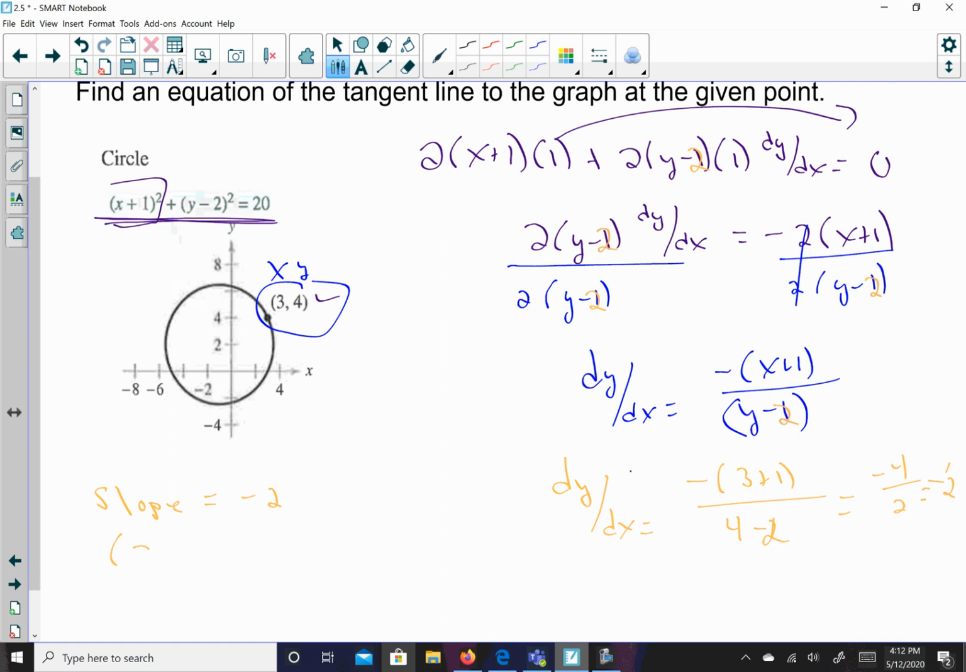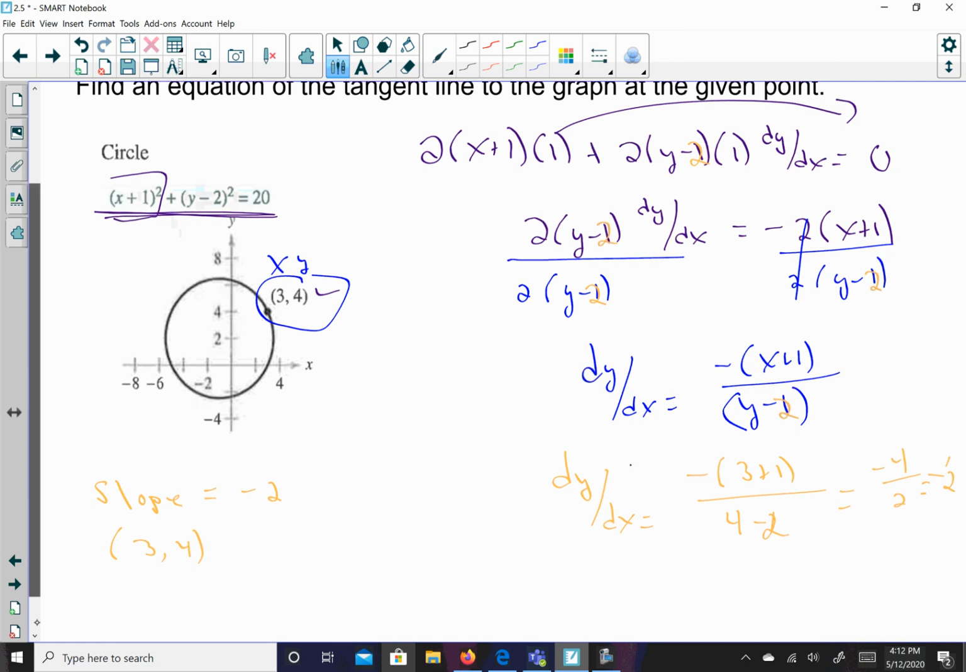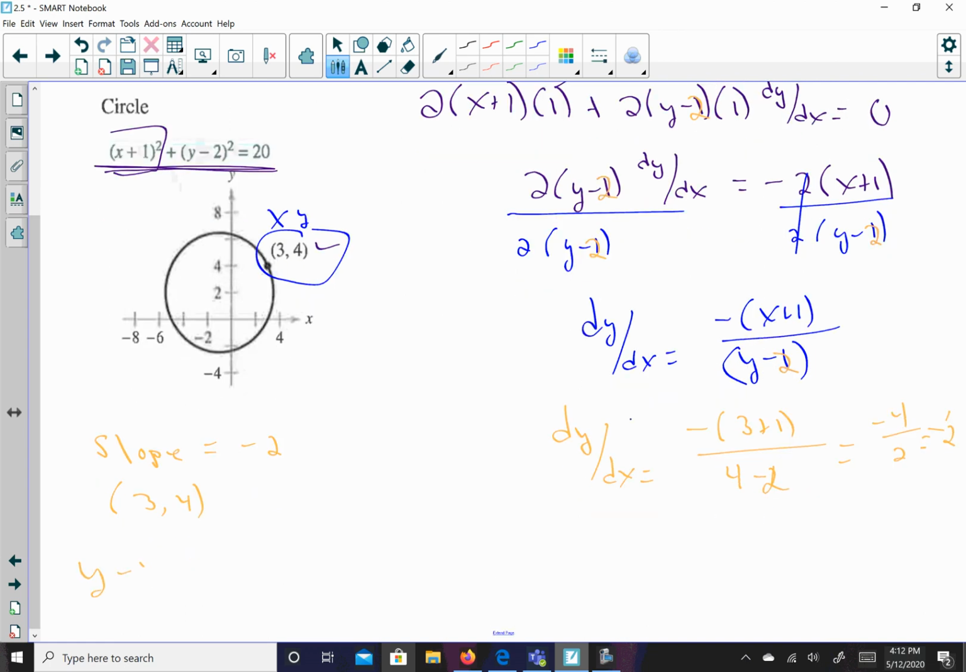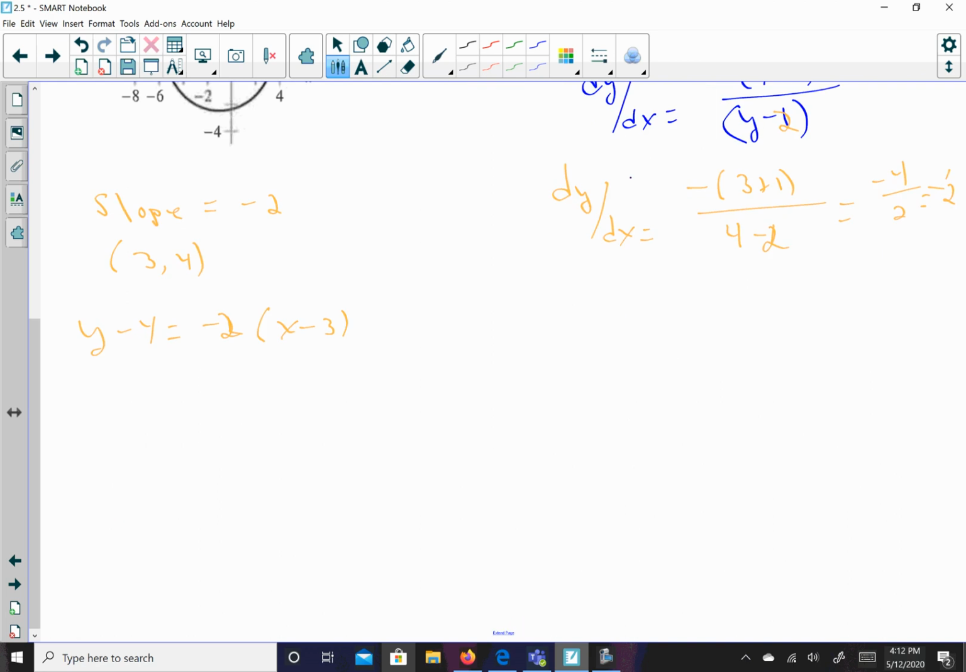And I know my ordered pair is 3, 4. So being a slope-intercept person, I'm going to do y minus 4 is equal to negative 2, that's a 2, times x minus 3. So when I do that, I'm going to have y is equal to negative 2x plus 6 plus 10. And that would be the equation of the tangent line.